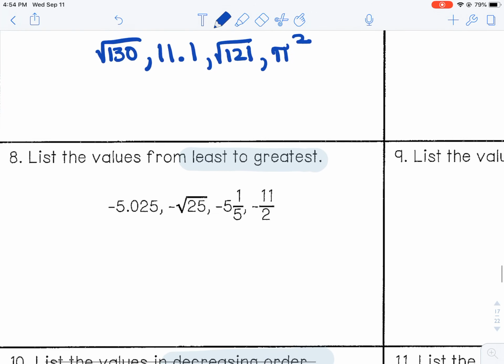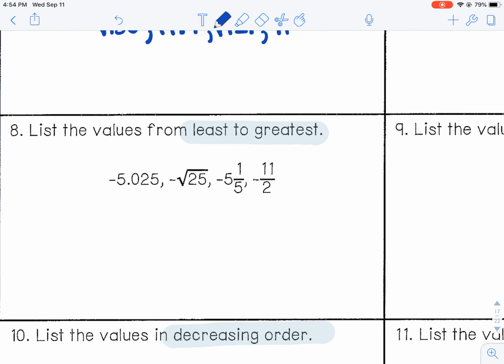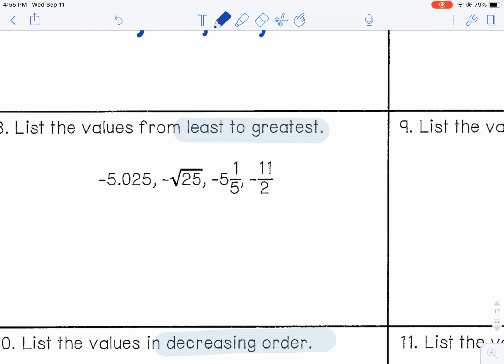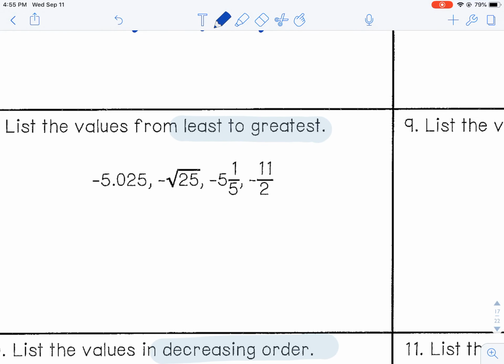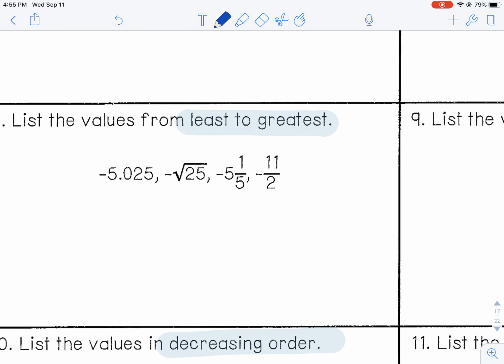This is the reverse. This one is least to greatest. So we're going from smallest or most negative to the largest. Okay, so the first one's already in decimal form for us, so that's nice. The second one is a perfect square, but it has a negative sign. So the square root of 25 is 5. So the negative square root of 25 is a negative 5.